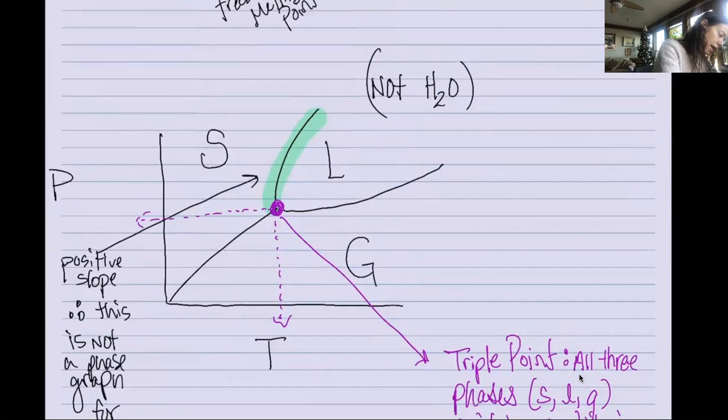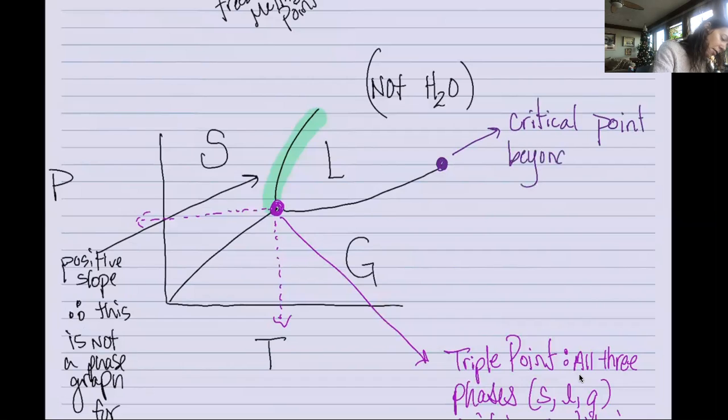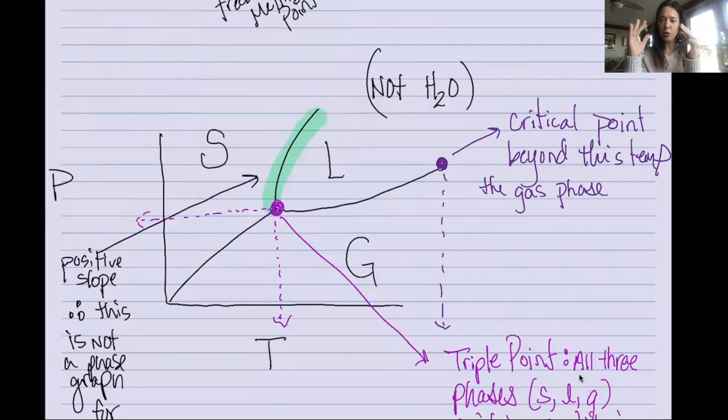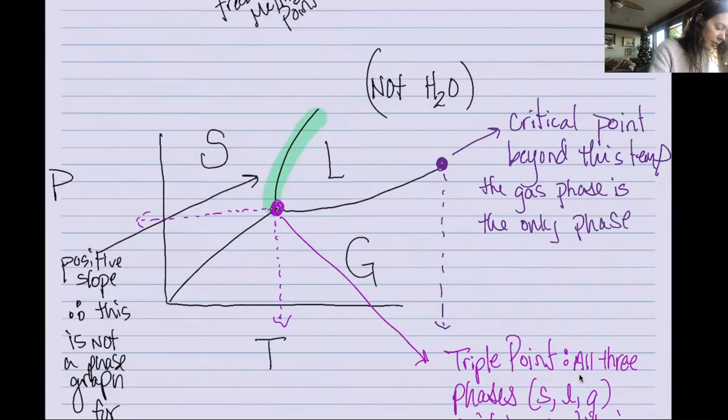Then what we have lastly would be the end of this line here. This is called the critical point. So that line does not extend, it ends. And beyond this temp, at this critical point, the gas phase is the only phase present. So no matter how much pressure you push down on beyond this point, the gas phase is the only phase possible. The temperature is just too high for that.